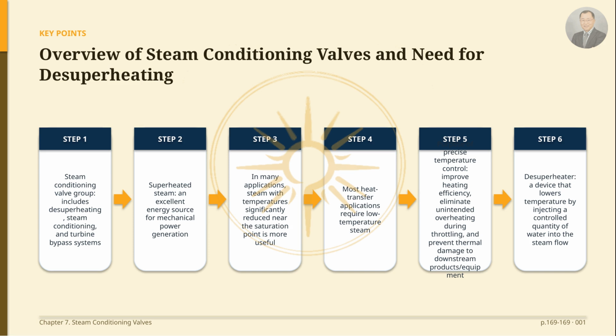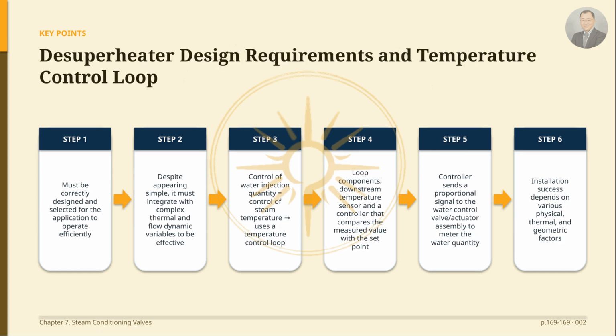One way to lower the temperature is to install a desuperheater. A desuperheater is a device that lowers the temperature of steam by injecting a controlled, predetermined amount of water into the steam flow. To achieve desuperheating efficiently, the desuperheater must be correctly designed and selected for the specific application. While it may look like a simple device, it must integrate well with a variety of complex thermal and flow dynamic variables to function properly.